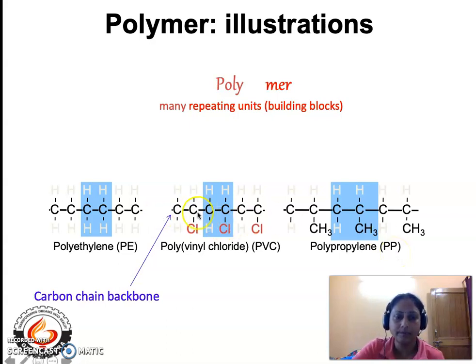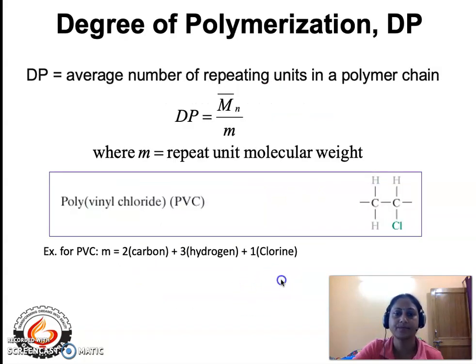So we have two groups here. One is the straight chain carbon, which is the backbone chain, and the other is the side groups that are attached to the carbon chain. The side groups attached to the main carbon backbone chain give special properties to the polymer molecules, and that we will be discussing in the coming slides.